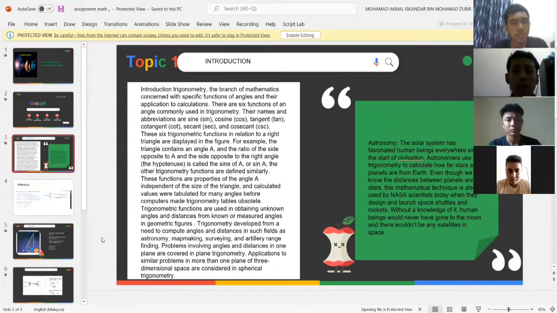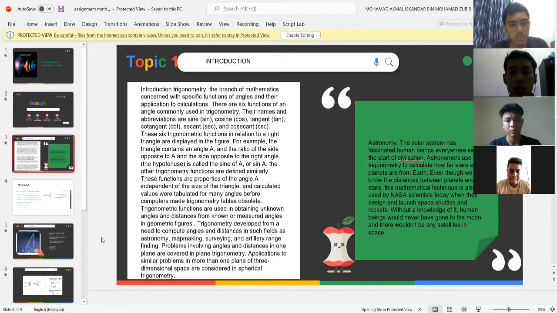Introduction to Trigonometry. The branch of mathematics concerned with specific functions of angles and their application to calculation. There are 6 functions of an angle commonly used in trigonometry. Their names and abbreviations are sine, cosine, tangent, cotangent, secant, and cosecant. These 6 trigonometric functions in relation to a right triangle are displayed in the figure. For example, the triangle contains an angle A.